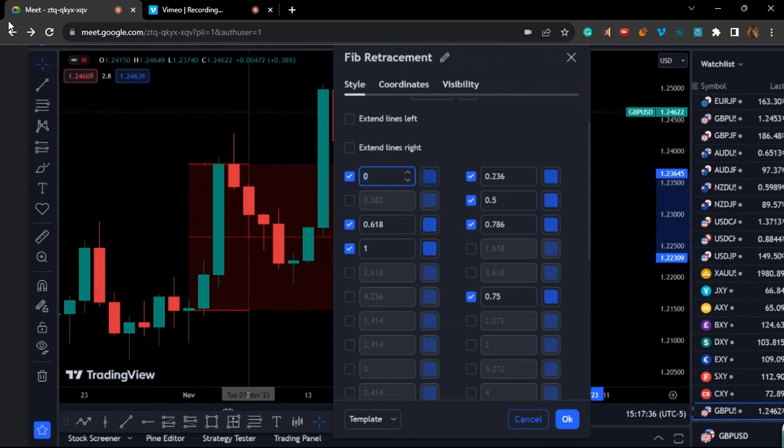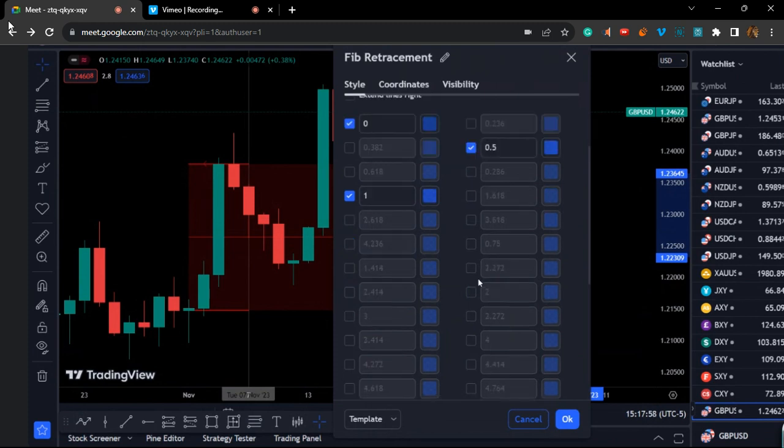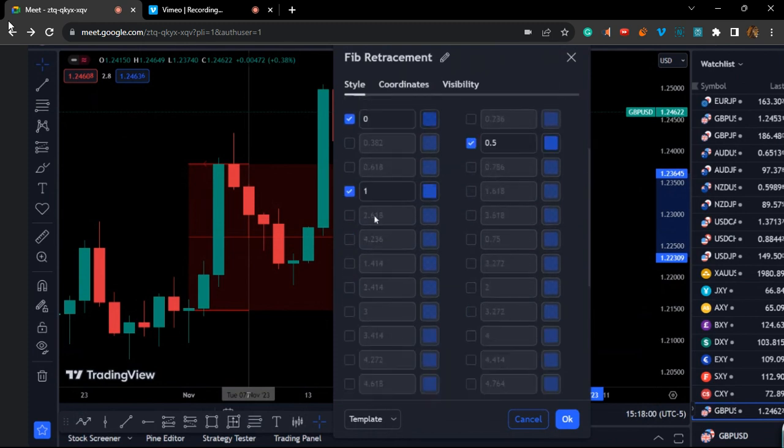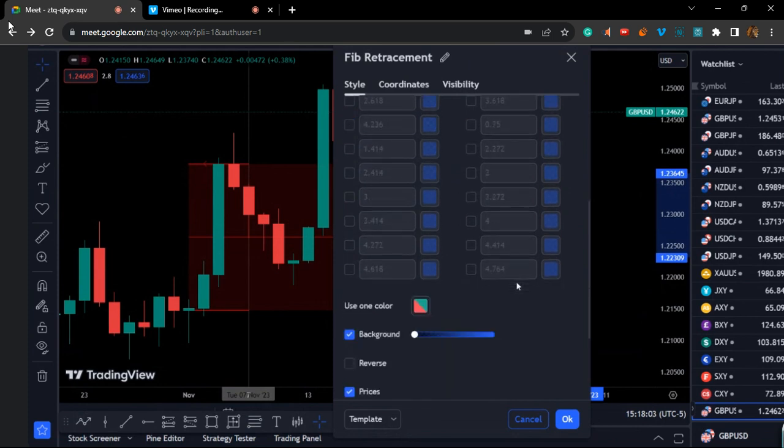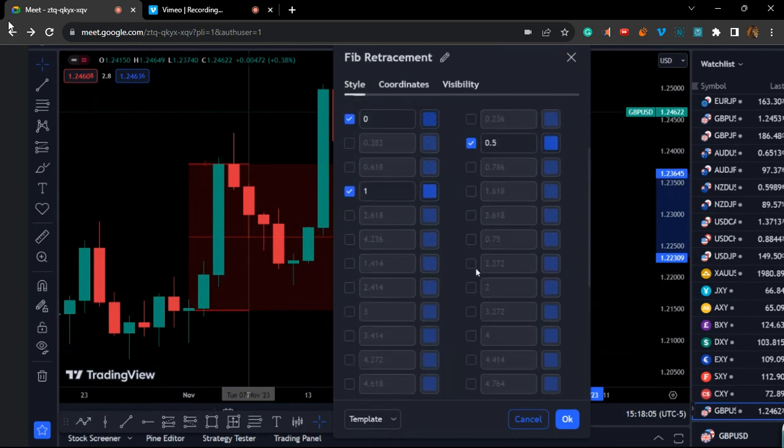So just leave your coordinates on here. Uncheck 61.8, uncheck 78.6, uncheck 23.6, uncheck 70.5, and then click on a separate box and type in 0.25. Click on a box you don't use. Yeah, just click on 0.25. Yeah, this is a lot faster than what I just showed you.